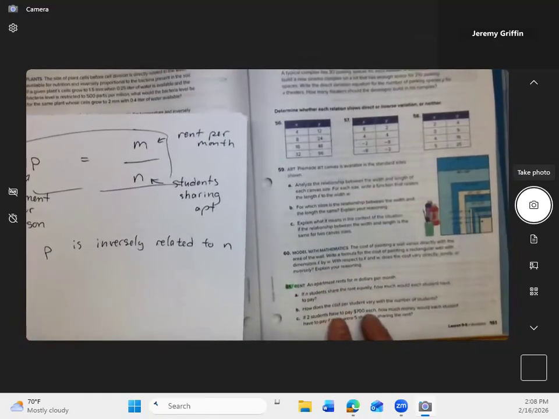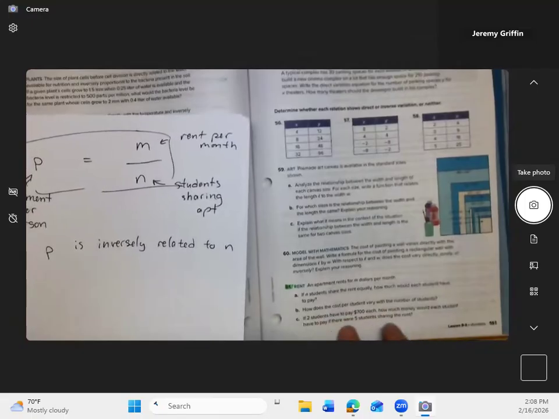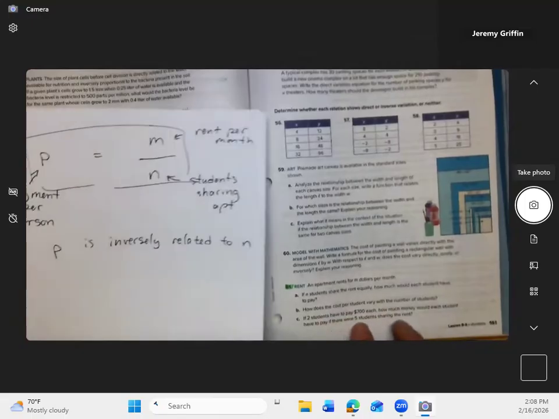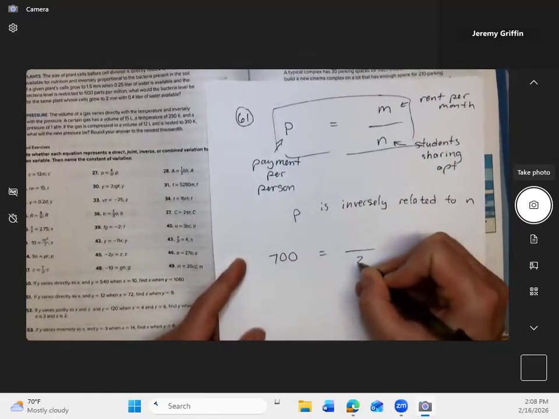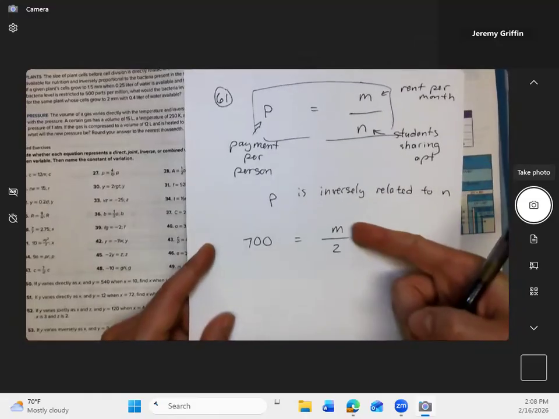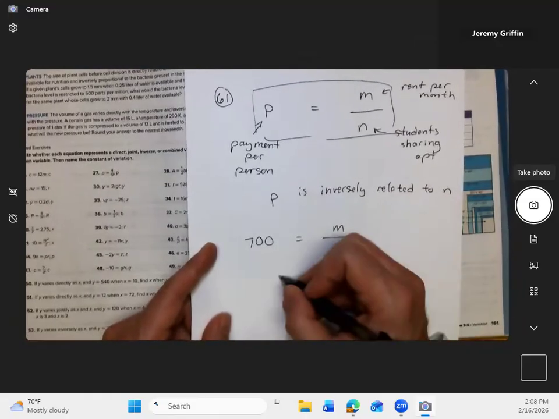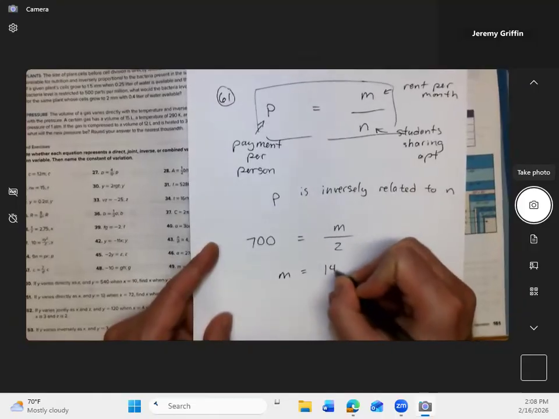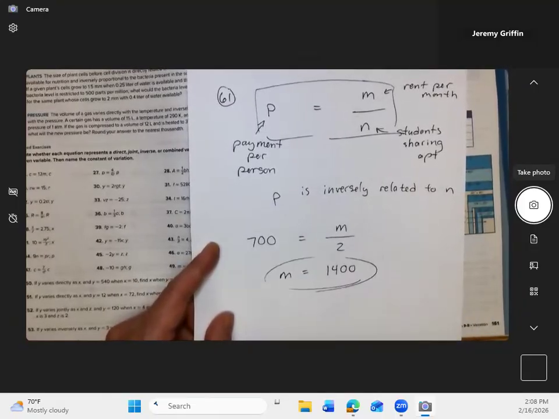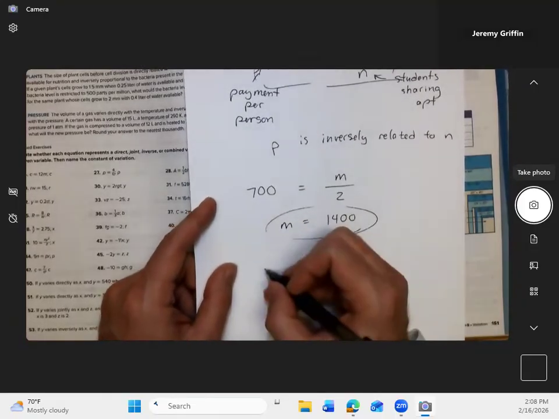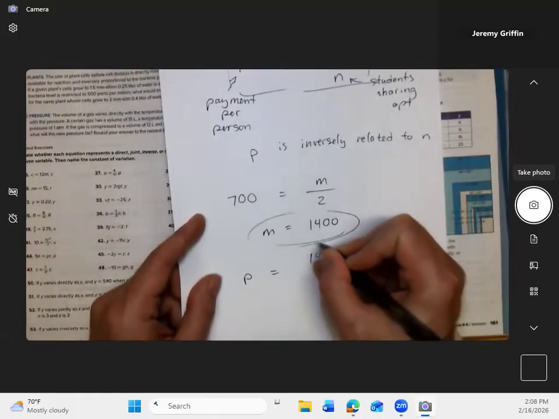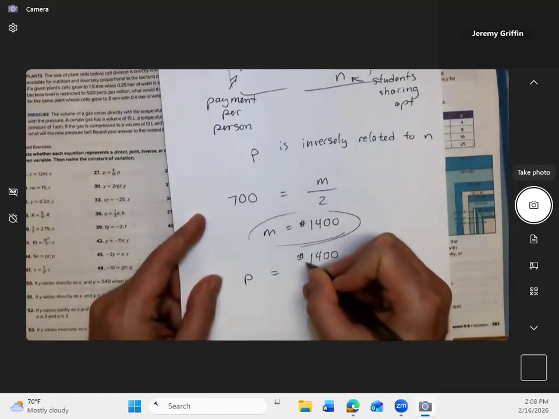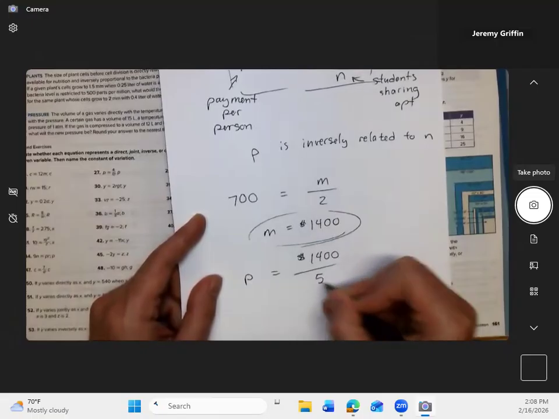If two students have to pay $700 each, how much money would they have to pay if there were five students instead of sharing the rent? Let's look at it. So they're paying $700 each, and there's two of them. Well, now that allows us to solve for what their rent actually is. The actual rent is $1,400 per month. Now that we know that, we can go back and say, what would the payment be for five students? So let's take the $1,400, and we're going to divide that among five students.